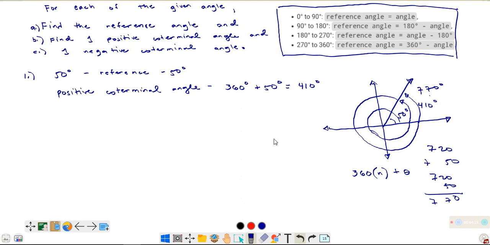So, pwede mo tong i-expand ng i-expand. So, si 360, halimbawa, gusto natin 4 na revolution yung coterminal sa kanya. So, 360, i-multiply mo lang siya by 4. Tapos, i-add mo si 50, coterminal pa rin yan. 360 times 4, we have 1,440 plus 50, we have 1,490 degrees. Again, coterminal yan with 50 degrees. So, marami kayong options. Let me just clear this up.